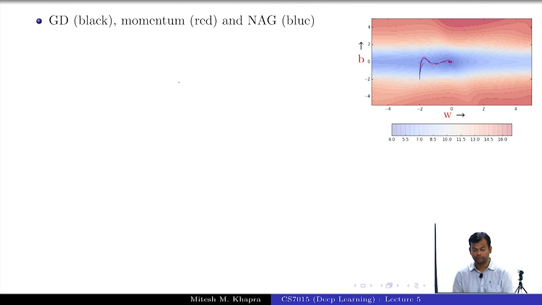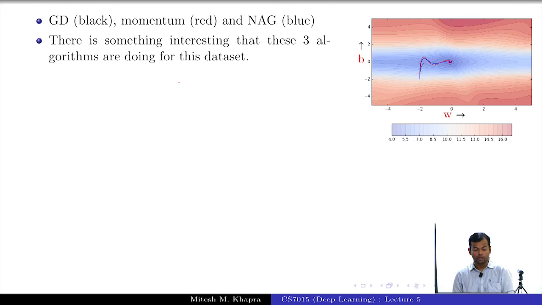Okay, fine. So this is what gradient descent, momentum, and NAG do. Now at least the difference between momentum and NAG should be clear. The NAG blue curve is inside the red curve, right? So the oscillations are slightly smaller. Okay, this is how they behave. Now there is something very interesting that these three algorithms are doing for this particular data set that I have created. Can you spot it? What is the interesting thing happening here?